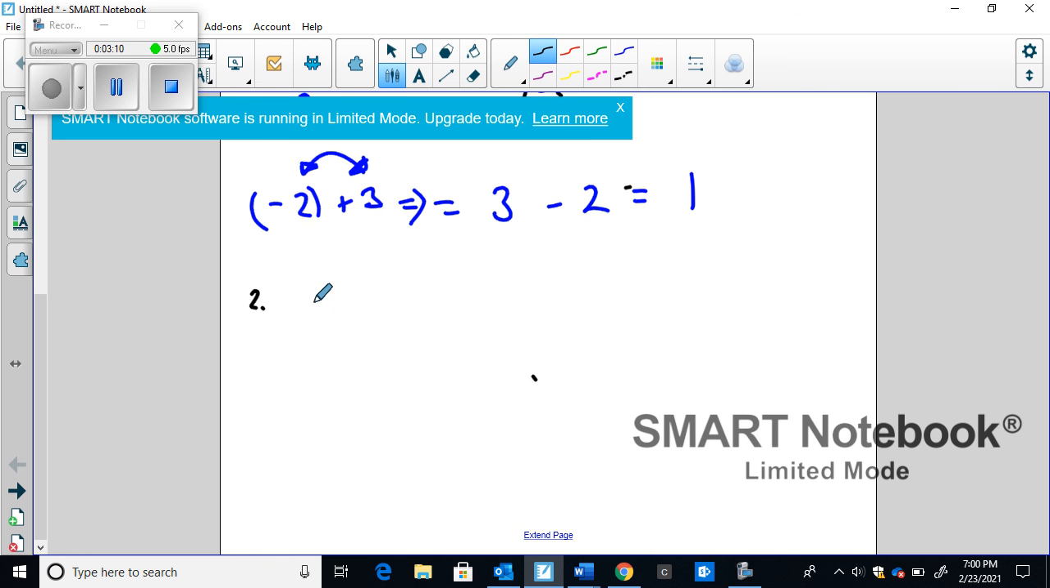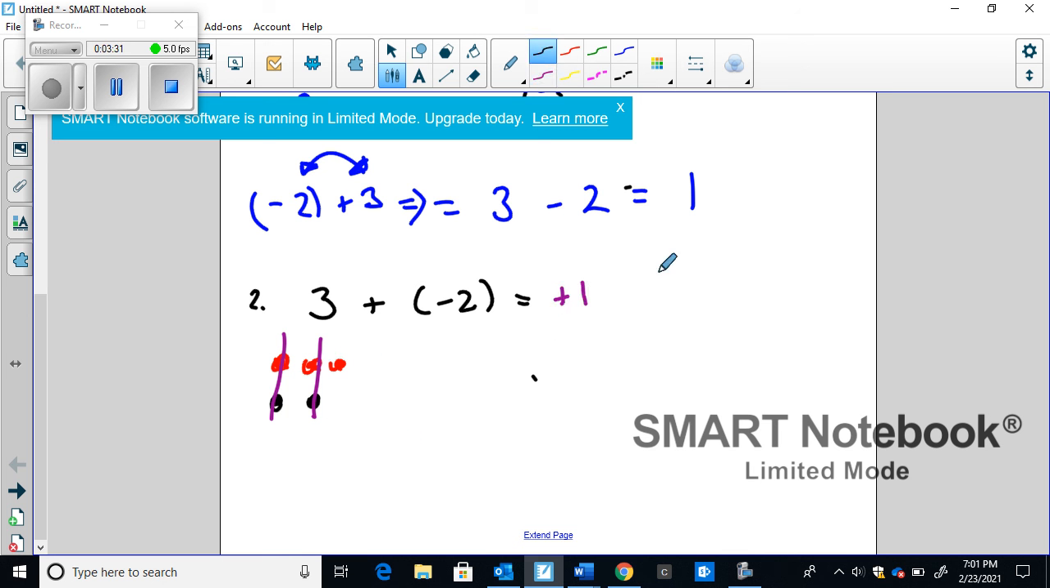Our second situation is when I have 3 plus -2. All right, so again, I'm going to draw out my 3 positive chips, and then I'm going to draw out my 2 negative chips. I swap them out, and I'm left with +1.